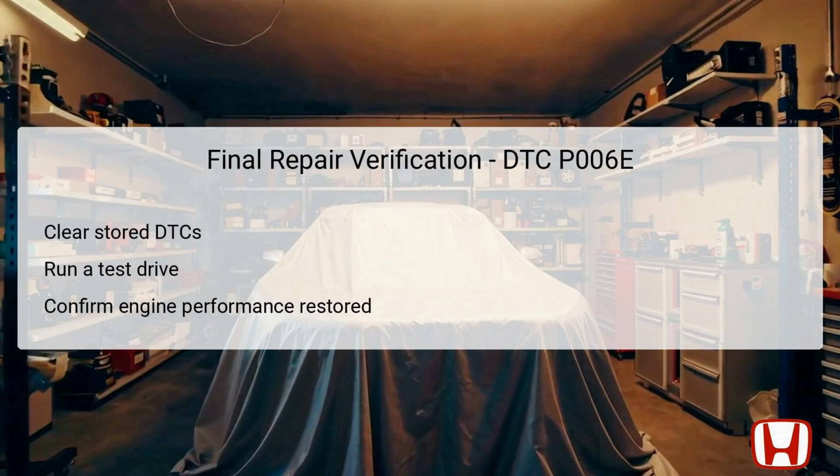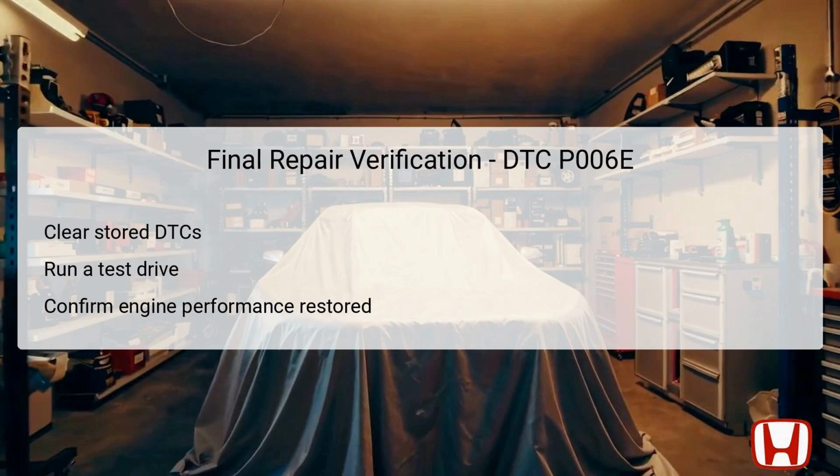After all repairs have been completed, it is essential to verify that the issue related to the DTC P006E has been resolved effectively. This first involves clearing the stored DTCs in the PCM. Once the codes are cleared, a test drive should be conducted to assess whether the vehicle operates without any new codes emerging. During this drive, pay careful attention to the engine performance, particularly in acceleration and turbocharger response.